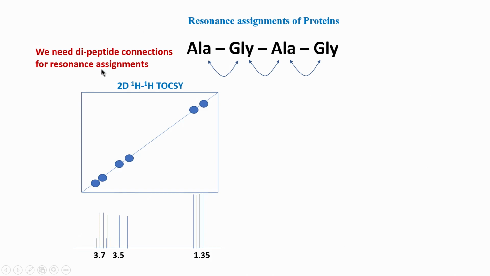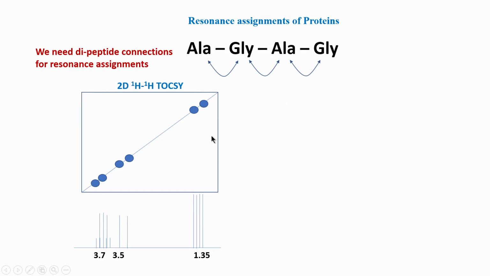I would recommend you to pay careful attention to this point, that we need a dipeptide connectivity, then only can I go from one to the next and walk along the sequence. Otherwise, these are all independent amino acids, and I will not be able to get anywhere if there is no connectivity information between neighboring amino acids. Neighboring means, suppose this is I, then this is I minus 1, or this is I plus 1. So, I need some information of connection between these two.